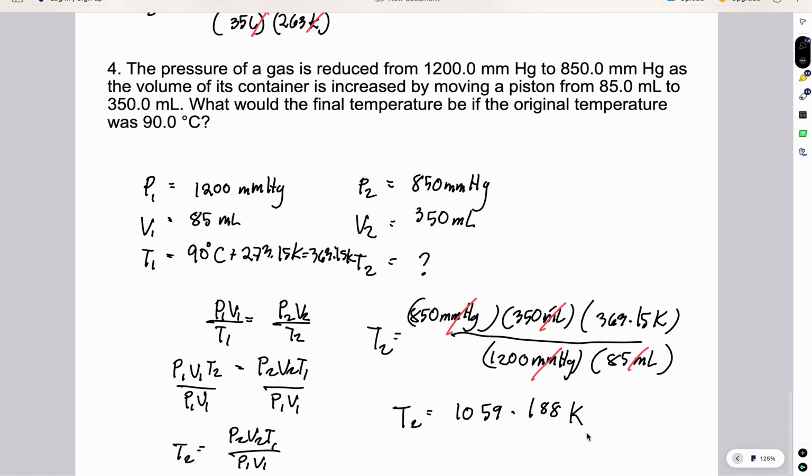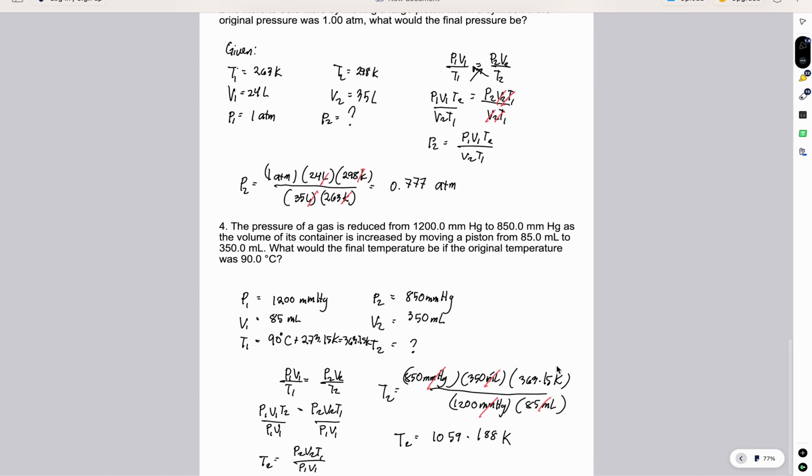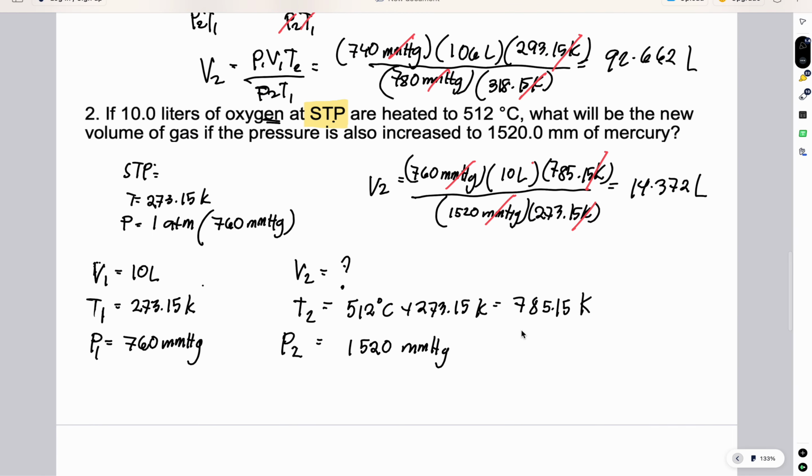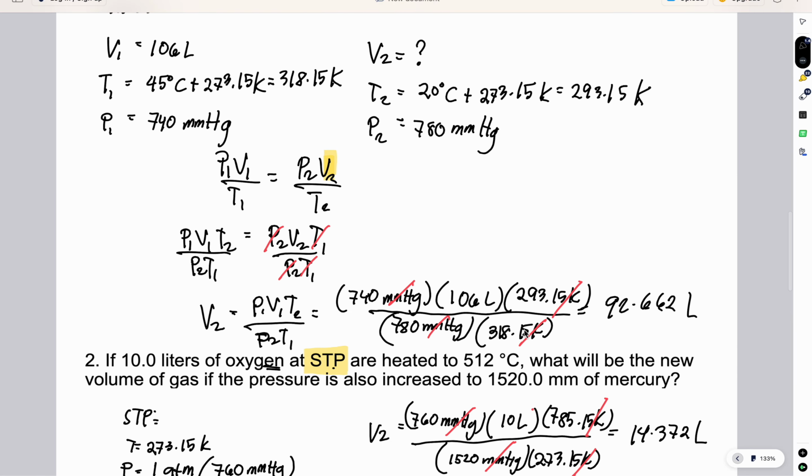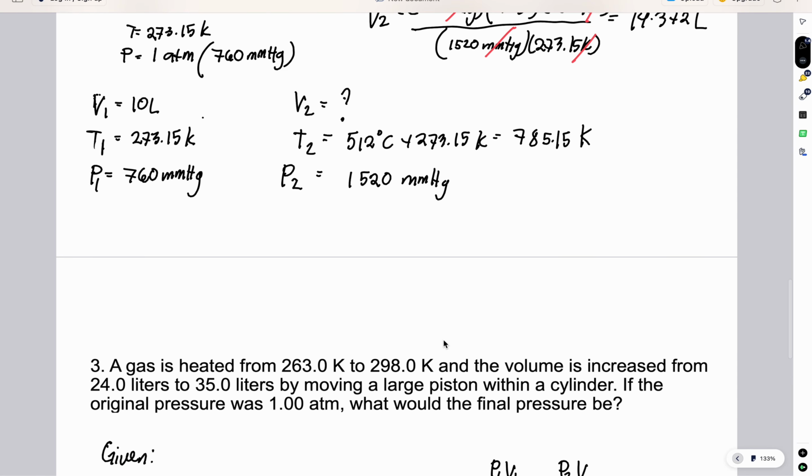So that is the final temperature. I hope that this makes sense, guys. You can ask me questions in the comment section below, and thank you for your time.